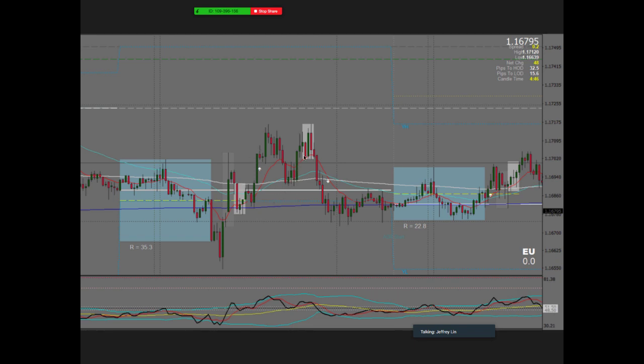It's just that the setup didn't work out. So you're going to get trades like that from time to time. Don't beat yourself up about it. You just take the next setup. If you see another setup, you take the next setup. Okay, so that's one of the trades that did not work out for us.